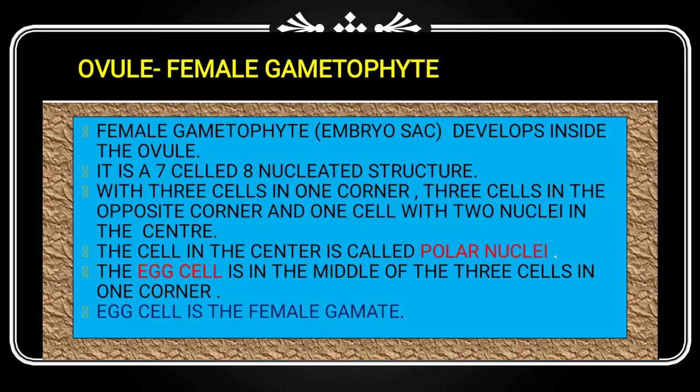Now about the ovule, or the female gametophyte. The female gametophyte is also known as the embryo sac. It develops inside the ovule. It has a 7-celled and 8-nucleated structure, with 3 cells in one corner and 3 cells in the opposite corner and 1 cell with 2 nuclei in the center. The center cell has the polar nuclei. The egg is in the middle of the 3 cells in one corner. The egg cell is the female gamete.